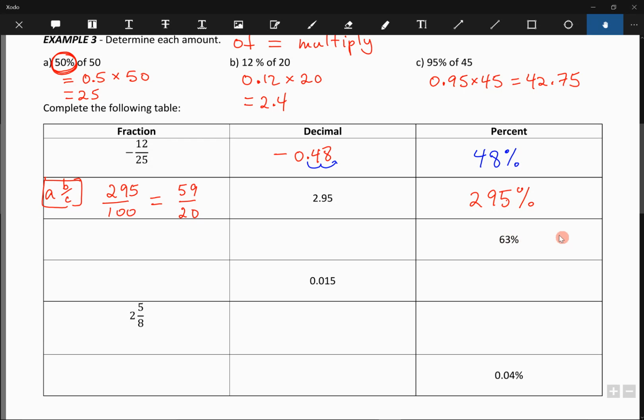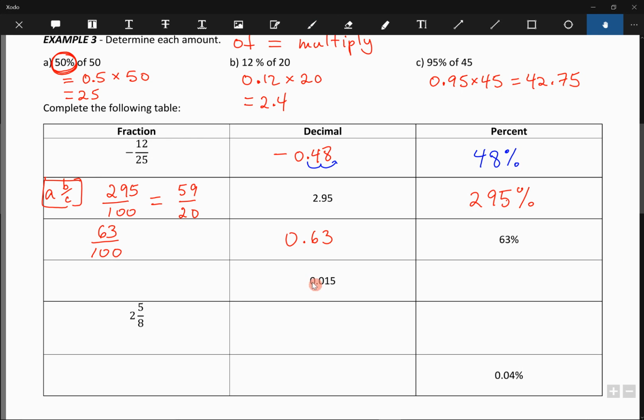Percentage back to a decimal, so again, divide by 100, so 0.63. I'll move the decimal place 2 points to the left. And as a fraction, the percentage is always out of 100, so 63 out of 100, which is my fraction.